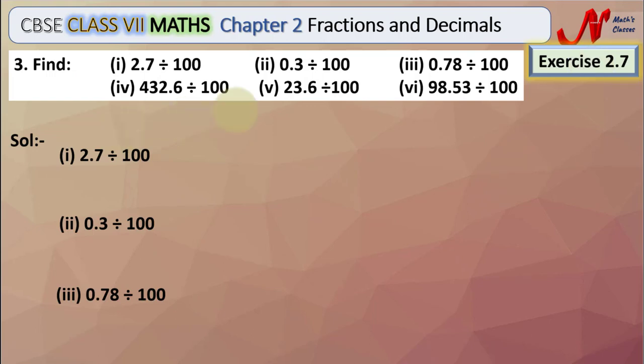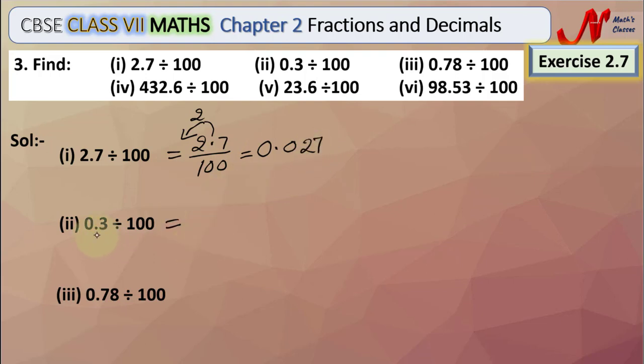Now we solve the third problem of exercise 2.7. In the third problem, 6 bits are given. So first we solve the first bit. 2.7 divided by 100 can be written as 2.7 by 100. In the denominator we have 2 zeros, so we shift the decimal point to the left by 2 places. So it can be written as 0.027.